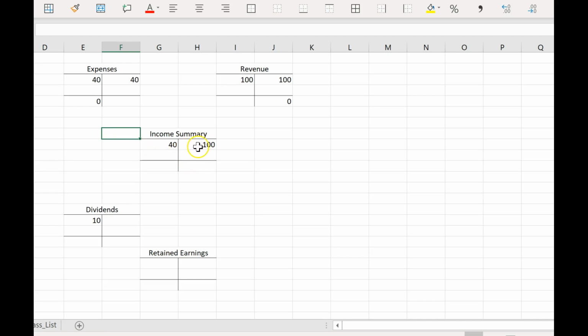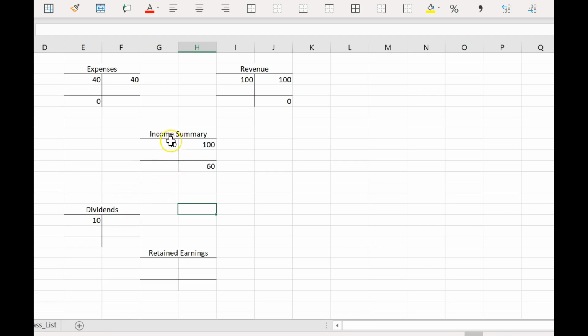In income summary, you have the credit side and you have the debit side. When they net, it becomes 60. This is exactly what your income statement should show as the net income, of course, before taxes and everything. If your tax expense is already in all the expenses, the income summary is the net income that your income statement will show. So your net income is basically $60.